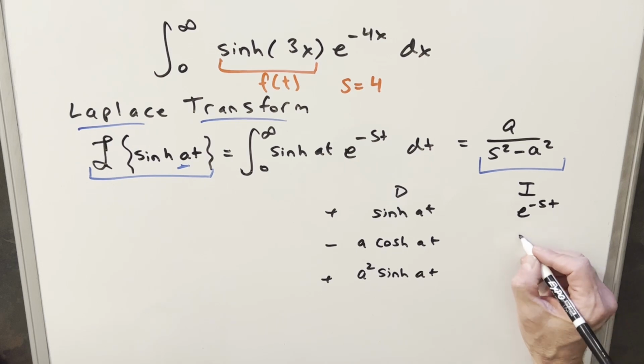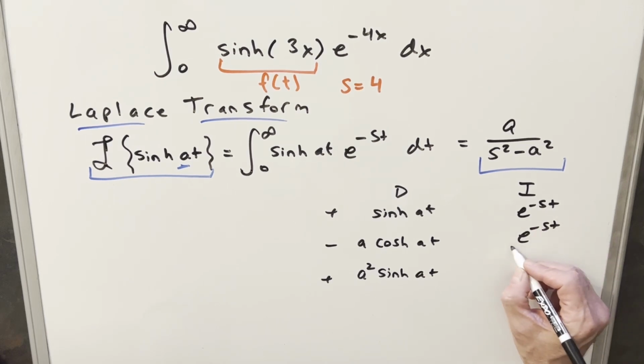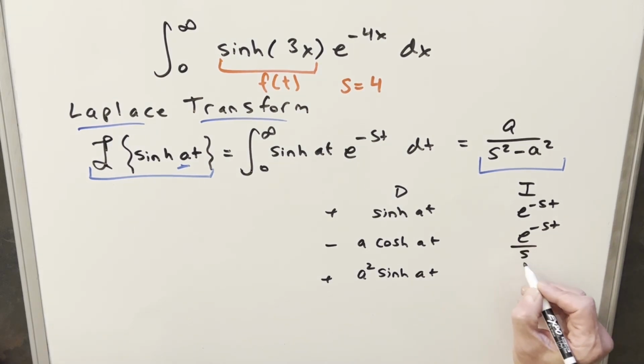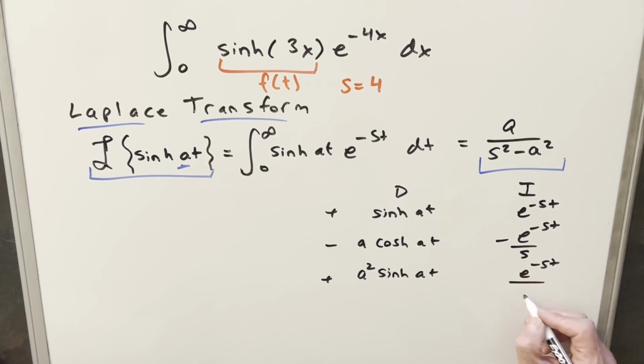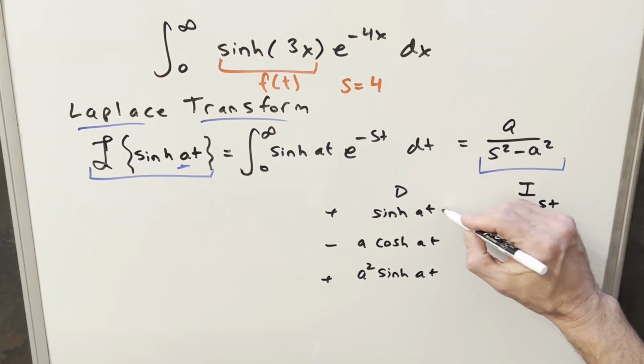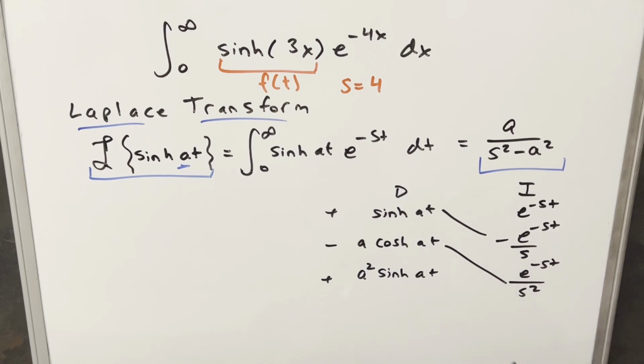Integral of e to the minus st, we're going to have e to the minus st, but then we're going to have a minus s in the denominator. I'll write the minus sign out front, and then we'll just integrate one more time. The minus is going to become a plus now, and this is going to be e to the minus st over s squared. We're going to have part of our solution here on the diagonals.